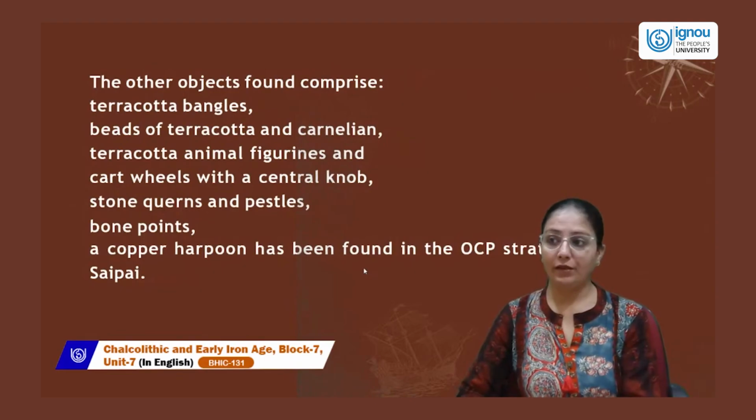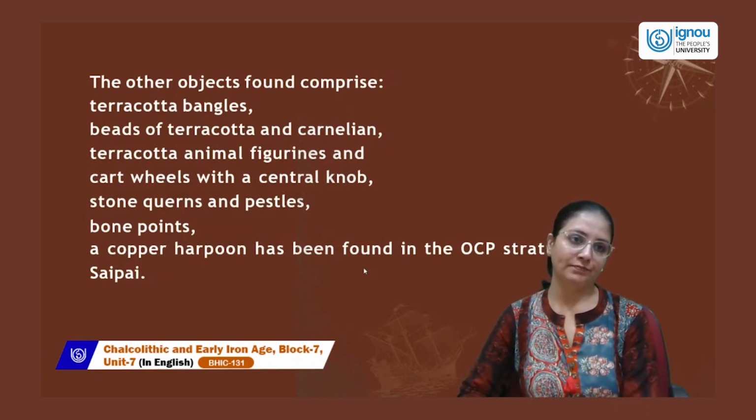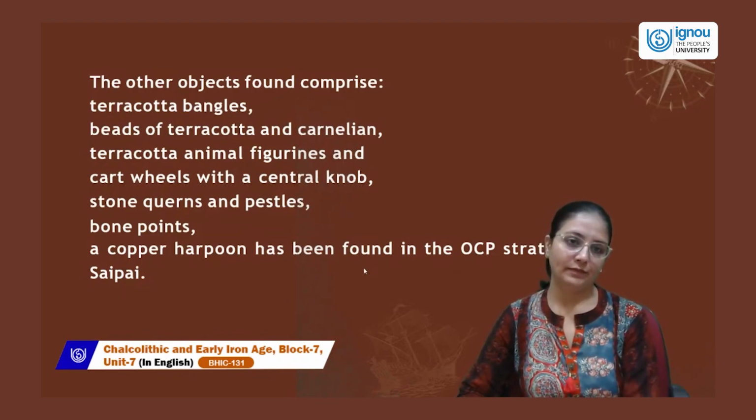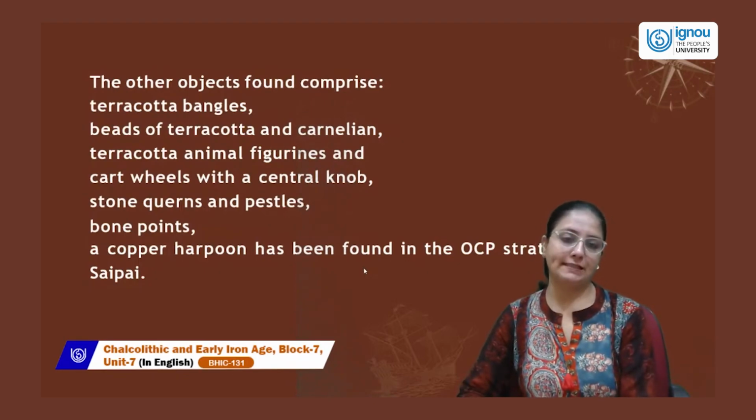So many terracotta figurines we have got in the Indus Valley civilization. We have seen the terracotta bull, by which we understand that they were using the bull in agriculture, for hoeing and ploughing the field. Terracotta bulls. Beads of terracotta and carnelian. Terracotta animal figurines. Cart wheels with a central knob. Stone querns and pestles. Bone points. A copper harpoon has been found in the OCP stratum.